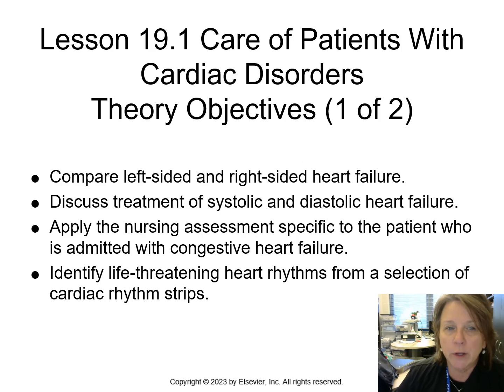So these are the theory objectives. We want to compare left-sided to right-sided heart failure and understand that. Discuss the treatment for the systolic and diastolic heart failures. Apply a nursing assessment and identify life-threatening heart rhythms from a selection of cardiac rhythm strips. So this will be interesting. We're going to learn a little bit of strips, but you don't really have to identify strips in your NCLEX, but in the clinical setting, it's good to know some of the basic strips. So I do want you to understand.